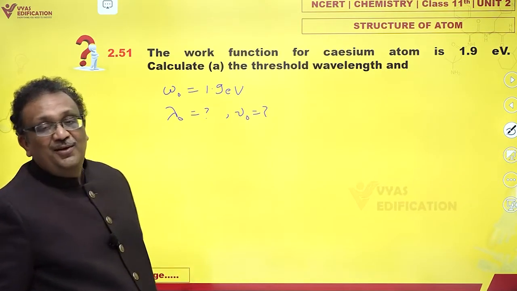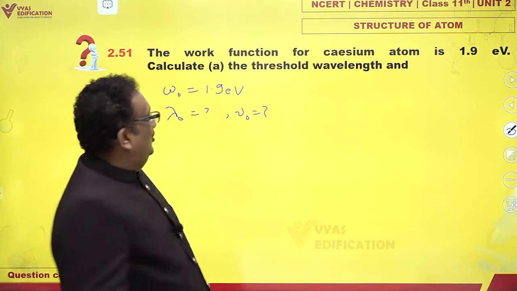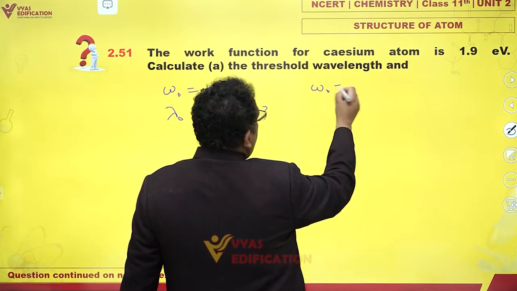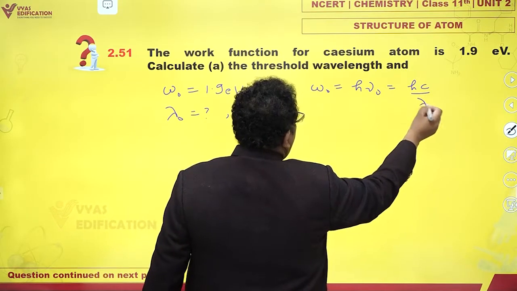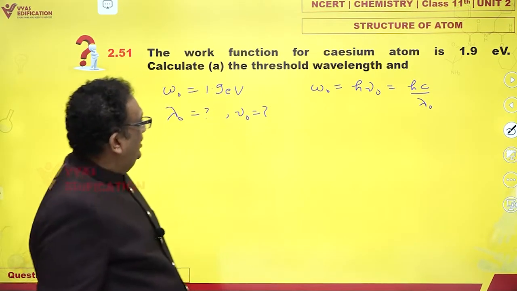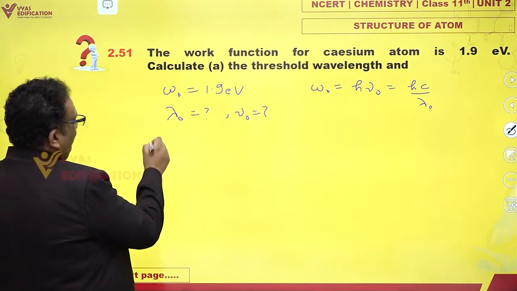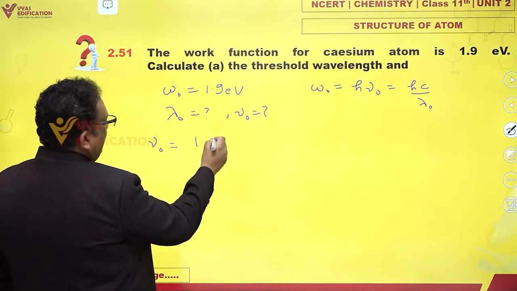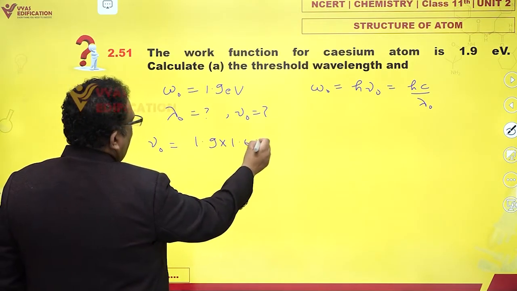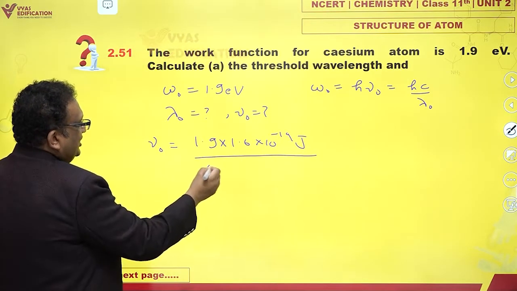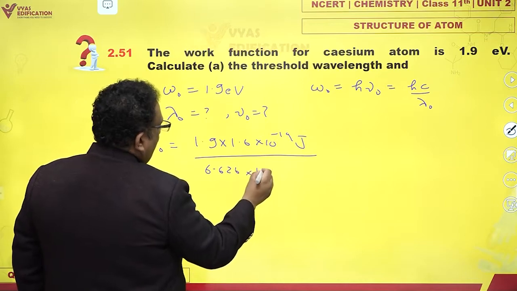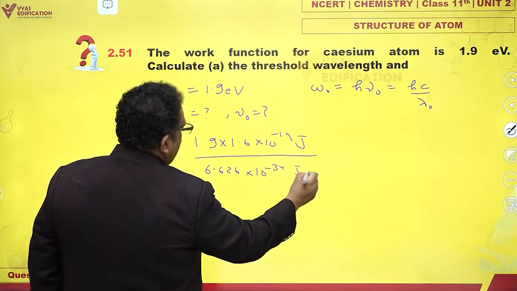Work function is nothing but energy. So W naught is h nu naught, which is hc by lambda naught. You can do whatever you like. I think I'll start with frequency. Threshold frequency is 1.9 electron volt, 1 electron volt is so many joules, divided by h, 6.626 into 10 to the minus 34 joule second.